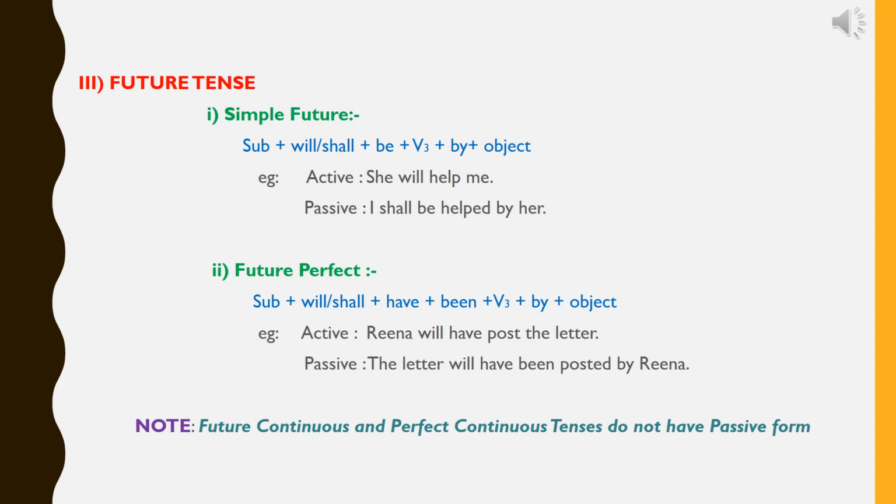Next, future perfect. The formula for passive voice in future perfect is subject plus will/shall plus have plus been plus V3 plus by plus object. Here the example is, Reena will have posted the letter. We will convert this sentence into passive voice using the formula, and the sentence will be, the letter will have been posted by Reena. Please note, future continuous and perfect continuous tense do not have passive form.